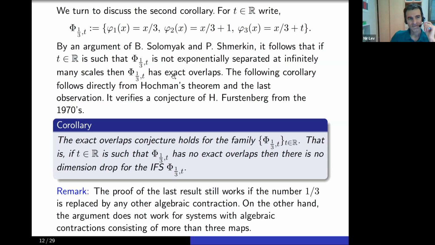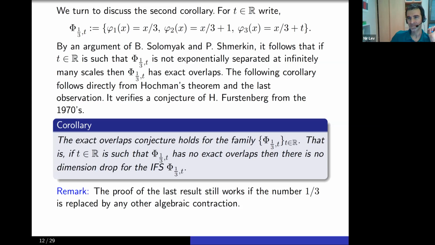So what's the point of this corollary, that t can be non-algebraic, but still the conclusion is true? Yes, for 1/3, you can take whichever real number t you want. And then there are 2 options. Either you have exact overlaps, and then you don't know if you have dimension drop or not. Or there is no dimension drop.